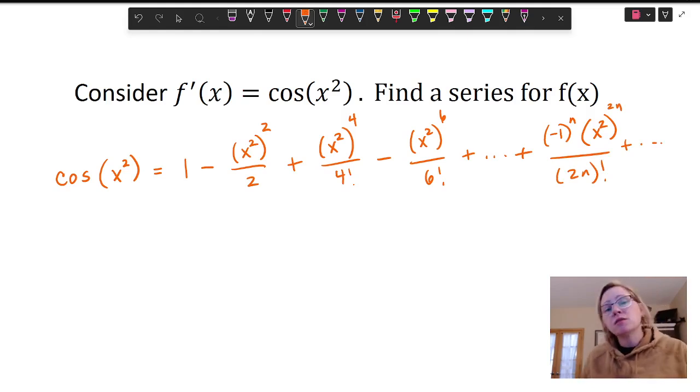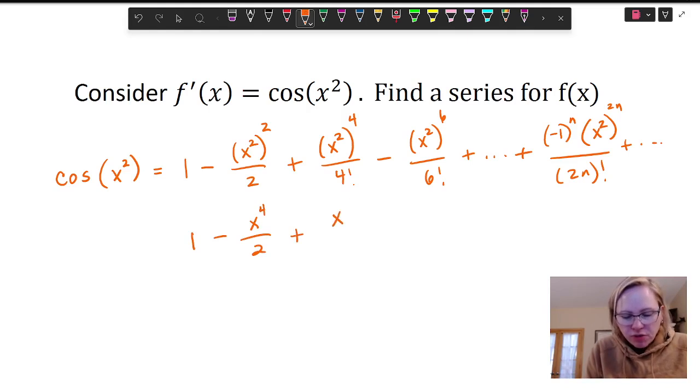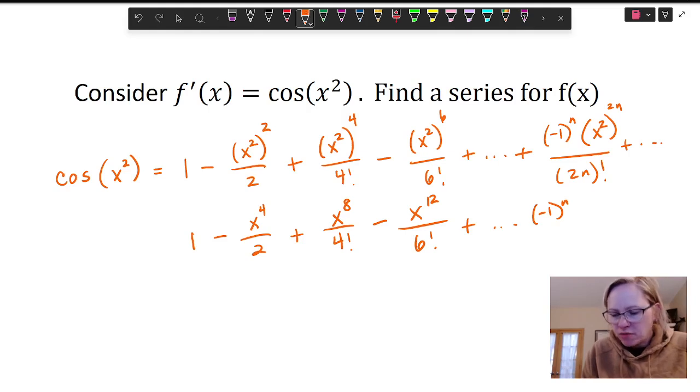Now, I'm going to simplify this, because if I am calling this f prime, to find f, all I need to do is find the antiderivative. And I'm going to go term by term. And this is a polynomial, so I'm simply going to need to use the power rule. But before I can do that, I do need to simplify my exponents. Now, my nth term, I'm going to multiply. This is going to be x to the 4n all over 2n factorial.